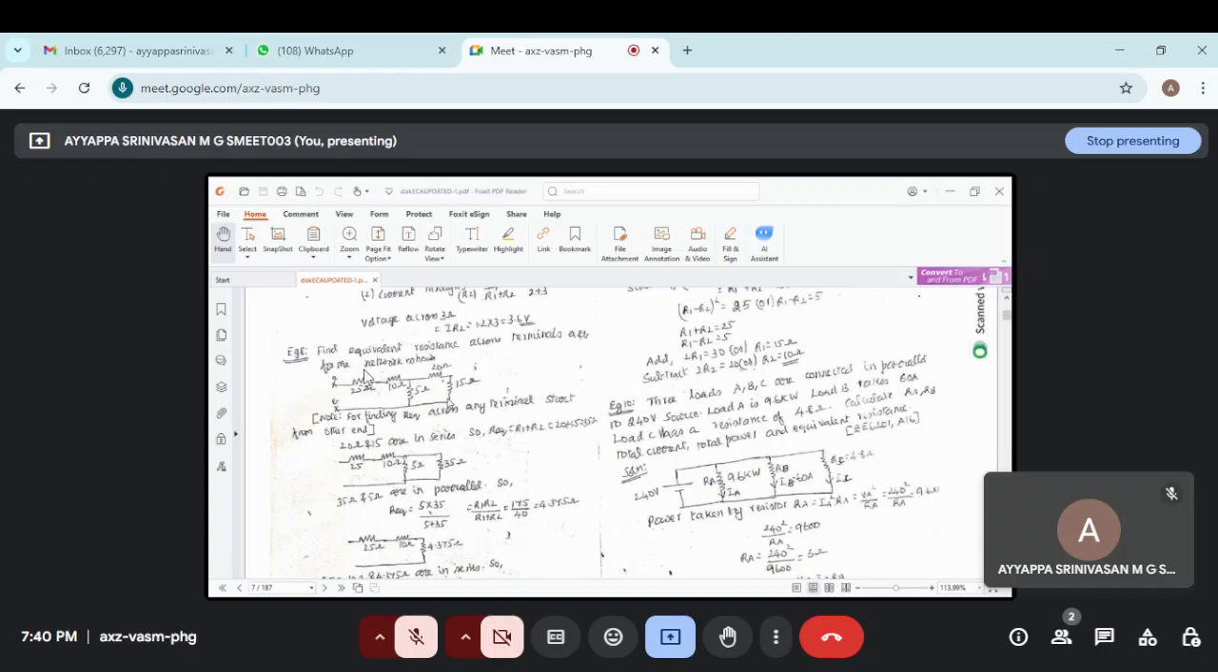20 and 15, how are they? The same current flows through them, right? 20 and 15, the same current flows through them. So they are in series. So we have to add 20 plus 15, 35 ohm.